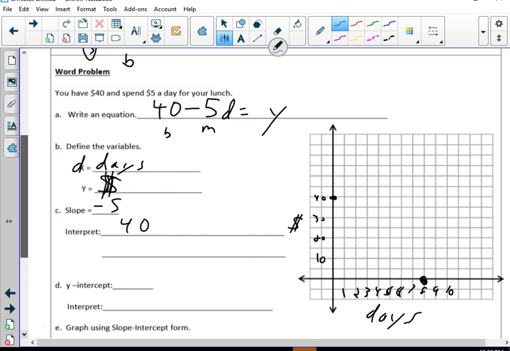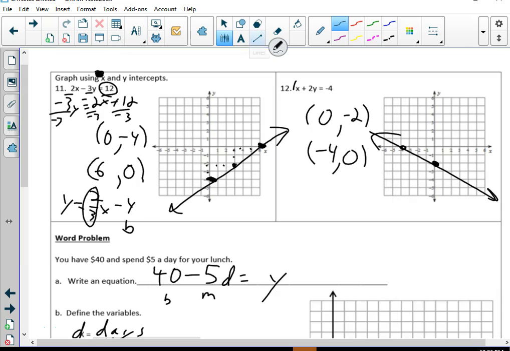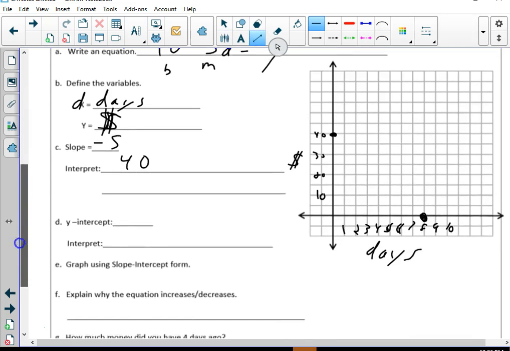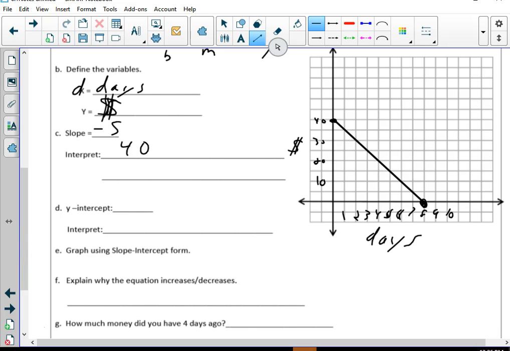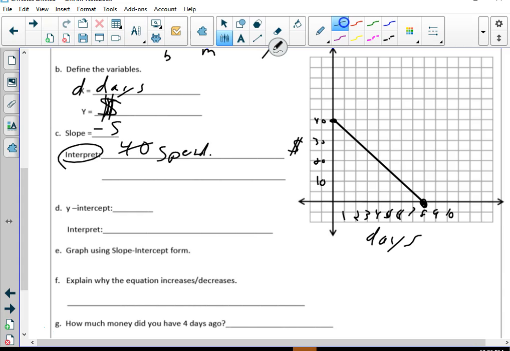And now I should use a straight edge to make sure I hit these just right. There is my line. Actually, that was supposed to be interpret. What does the slope mean? It means spending $5 a day. And here's the y-intercept down here. The y-intercept is 40. And what does that mean? That's my starting cash. That's what I started with.